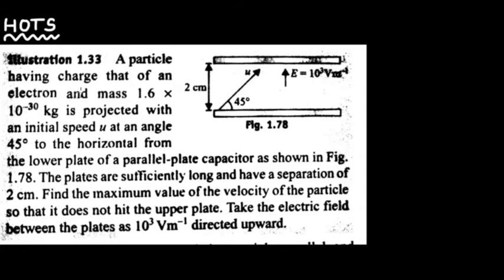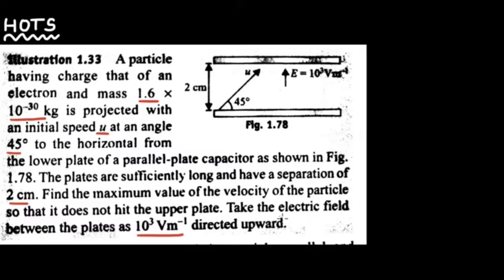The question is: a particle having a charge that of an electron and mass 1.6 into 10 to the power minus 30 kg is projected with an initial speed u at an angle of 45 degree to the horizontal from the lower plate of a parallel plate capacitor as shown in the figure. The plates are sufficiently long and they have a separation of 2 centimeter. So you have to find the maximum value of the velocity of the particle so that it does not hit the upper plate. Take the electric field between the plates as 10 to the power 3 volt per meter directed in the upward direction.